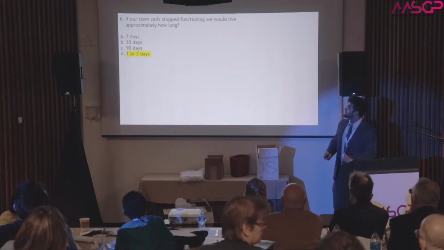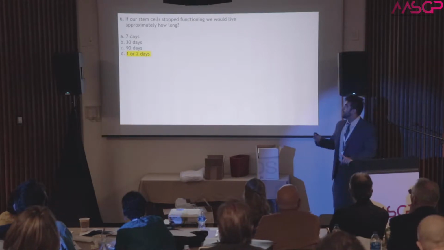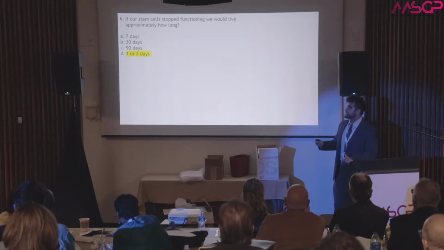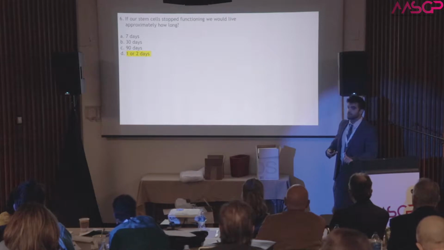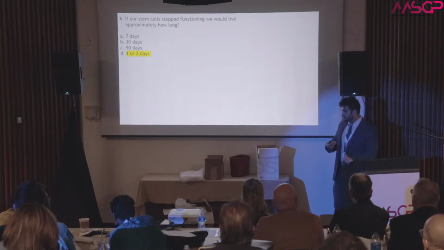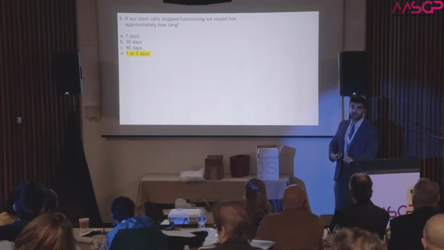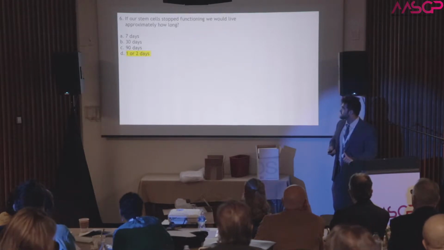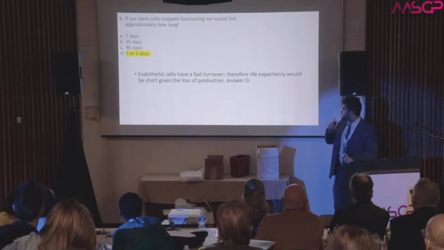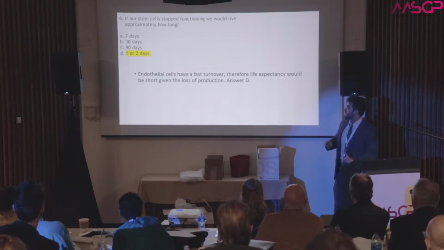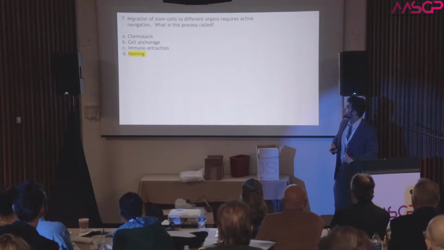If our stem cells stop functioning, we will live approximately how long? The answer is 1 to 2 days. I don't know if anyone else had trouble understanding why that was the answer, but we know that we have cells that have high turnover rates in our body: endothelial cells, cells of the gut, mucosa. Those are typically the effects when you get chemotherapy, you get nausea, because the cells in your stomach and intestines are dying. So 1 to 2 days is going to be the answer. That's only one of the variable answers. 90 days is how long red blood cells last.